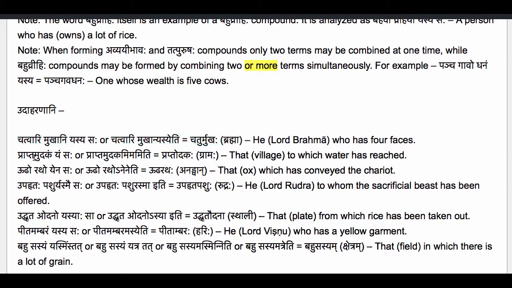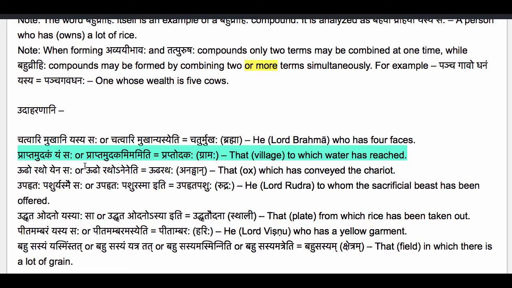Okay, next example is Praptam Udakam Yam Saha or Praptam Udakam Imam Iti Praptodakaha Garamaha. Here the Anyapadam has taken a Dvitiya Vibhakti, Yam. So the meaning is that village to which water has reached. Here again we see that the constituent members of the compound Praptam and Udakam, they end in the nominative case and they point to the same item. They have Samanadhikaranam. They are pointing to the Udakam, while the Anyapadam is Gramaha, and in the Vigraha Vakyam it has taken a second case ending Yam or Imam. So when we see a Bahuvrihi compound, we have to check these conditions, that in the Vigraha Vakyam the constituent members have taken the nominative case ending, while the Anyapadam has a case ending other than the nominative.